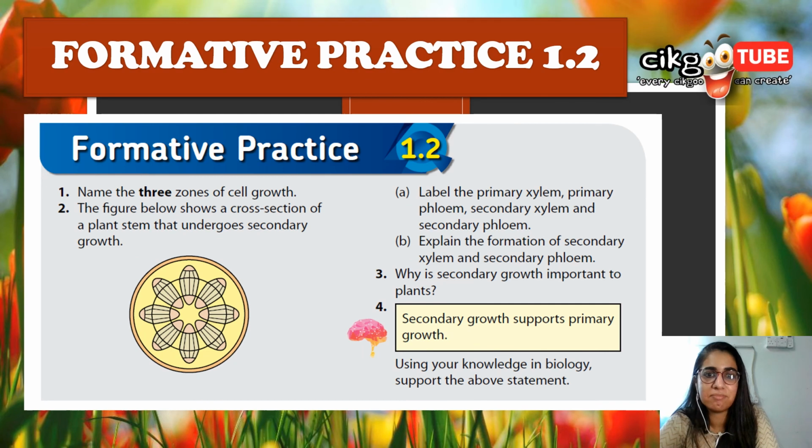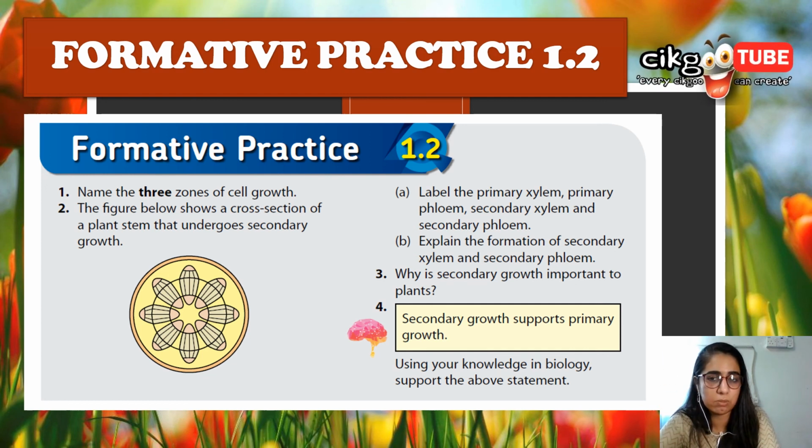Okay, we are done. So you know your learning standard. As long as you cover your learning standard, you know what you are supposed to do. You can answer this question. Formative practice 1.2. Name the 3 zones of cell growth. Very easy, discussed. Now number 2, the figure below shows a cross section of a plant stem that undergoes secondary growth. Label primary xylem, primary phloem, secondary xylem, secondary phloem.